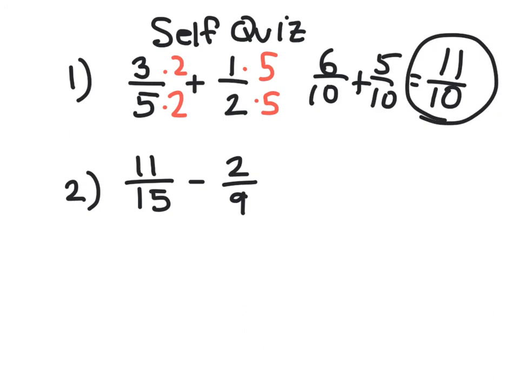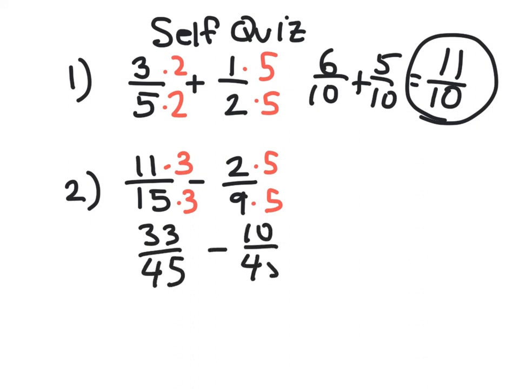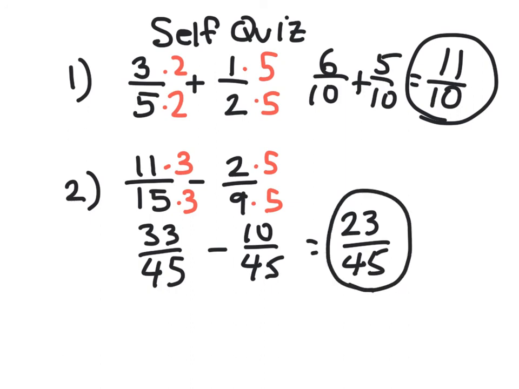The next one, multiples of 15 and 9 would show that 45 is the least common multiple. So multiply 15 times 3 and 9 times 5, and multiply the numerators by the same amount. So we get 33 45ths minus 10 45ths, and that gives us an answer of 23 45ths. So how'd you do on those?